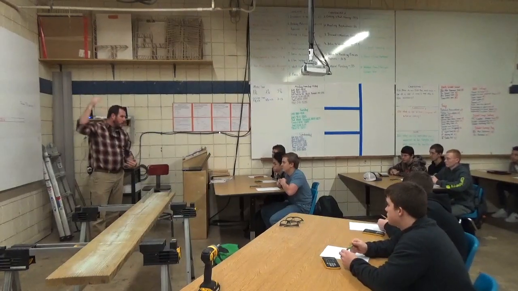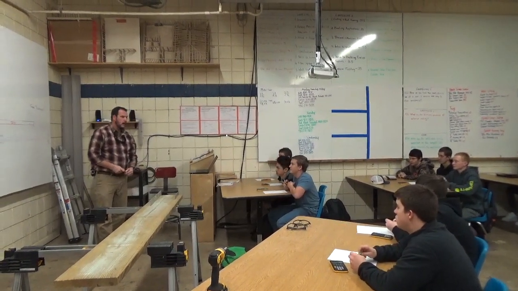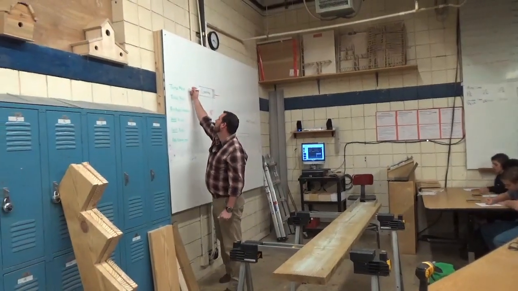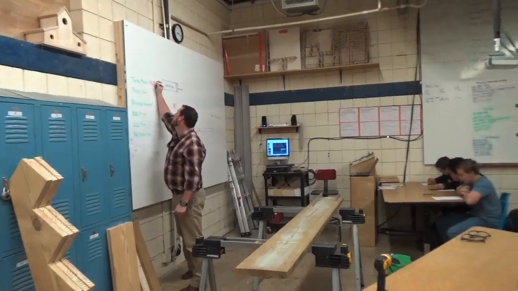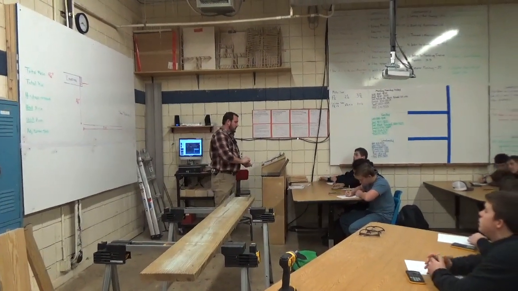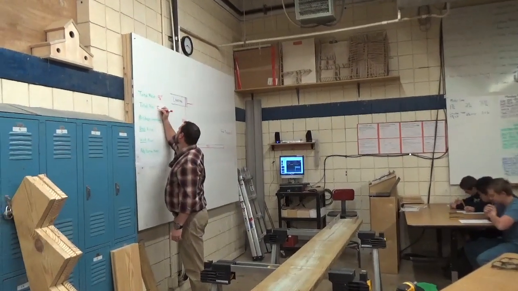The first thing we've got to know is our total rise. Total meaning all of it. What is our total rise? 46 inches. Write that down. The next thing we're going to know is our total run, which is 51 and a quarter.